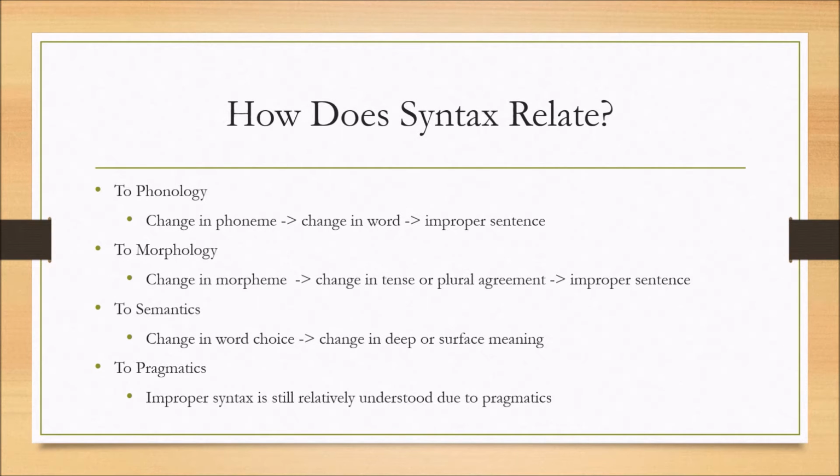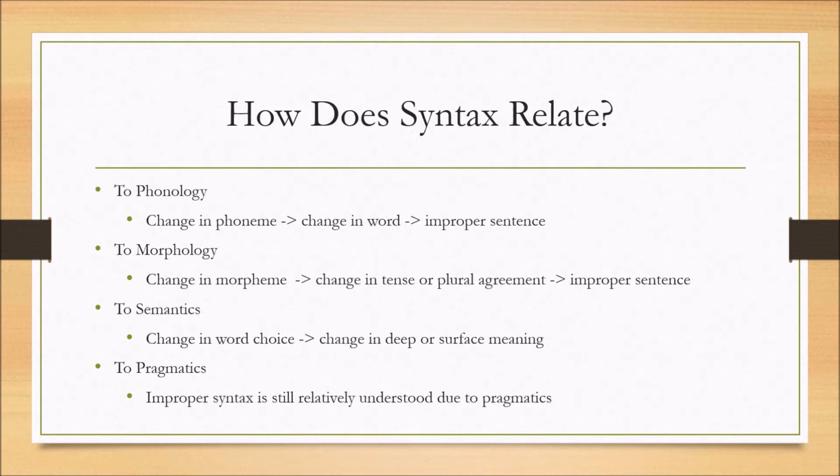How does syntax relate? In phonology, the change in a phoneme can change a word, making it improper. If I have the base sentence, "hand me that plate," and I change it to "hand me fat plate," I change the th sound to an f sound, and that changed the word, making the sentence improper. In morphology, a change in a morpheme can change the tense or plural agreement and make the sentence improper. If I say "hands me that plate," I added an inflectional morpheme, and that changed the plurality, making the sentence improper.